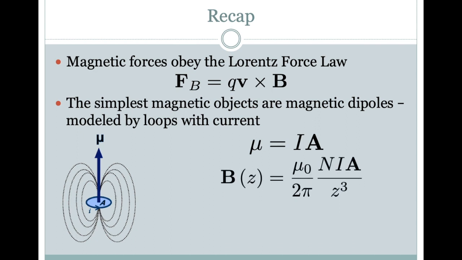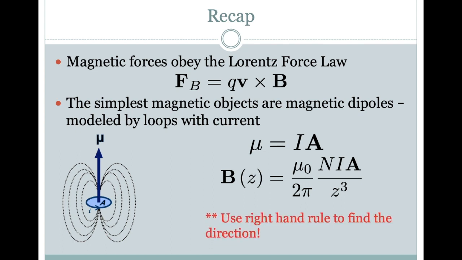The resulting magnetic field is equal to mu naught over 2 pi times n times I times A over z cubed. Here n is the number of loops, I is the current, and A is the area, so this is related to the magnetic dipole moment. Mu naught is a fundamental constant. In SI units, it is equal to 4 pi times 10 to the minus 7.